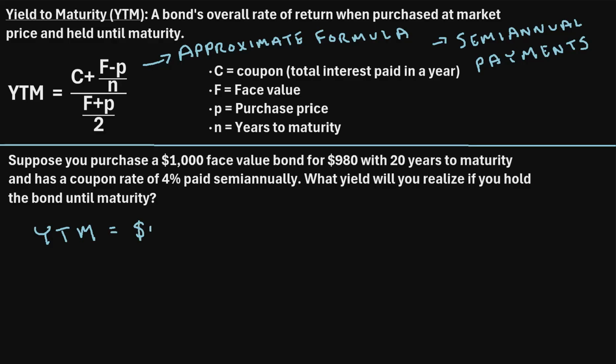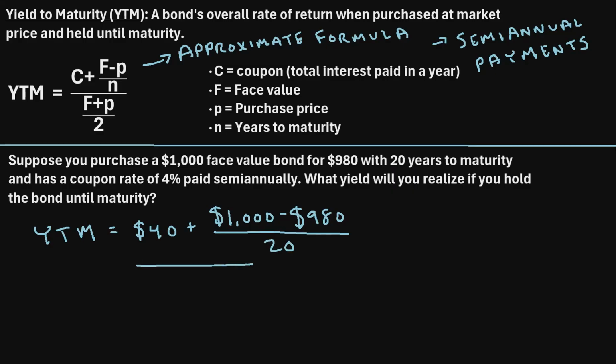So we'll say $40 plus F minus P. So F is the face value. We're told that the bond has a $1,000 face value. So let's write that, $1,000. Minus P is the purchase price. So we're told that we're going to purchase this for $980. And then we're dividing that by N, which is the years to maturity, which we're told is 20 years to maturity. So divided by 20. And then all of that is divided by F plus P. So the face value plus the purchase price. So let's write that. So we have $1,000 plus $980 divided by 2.